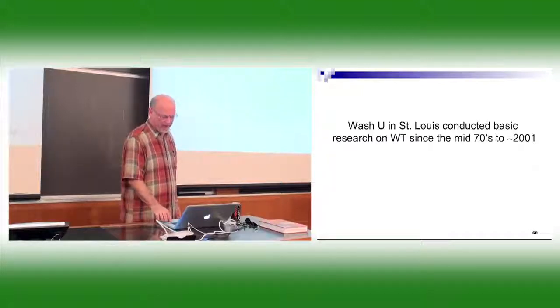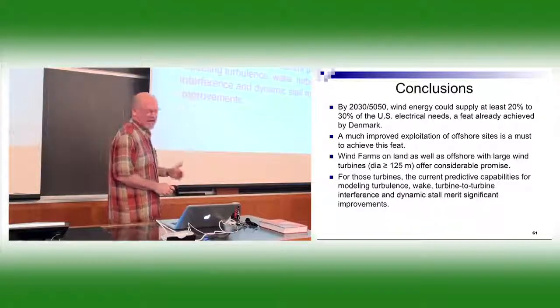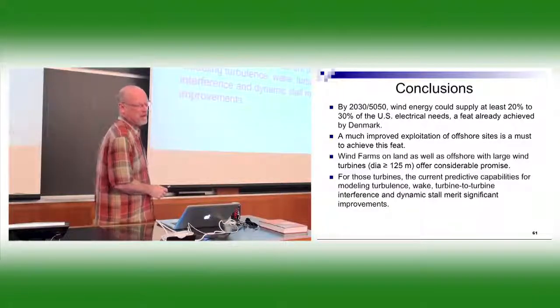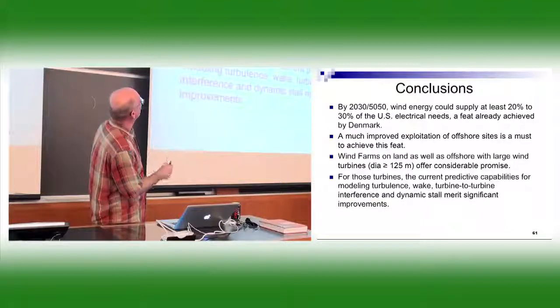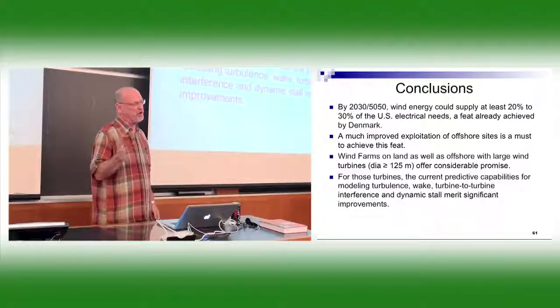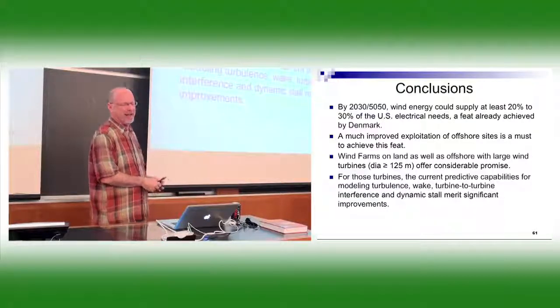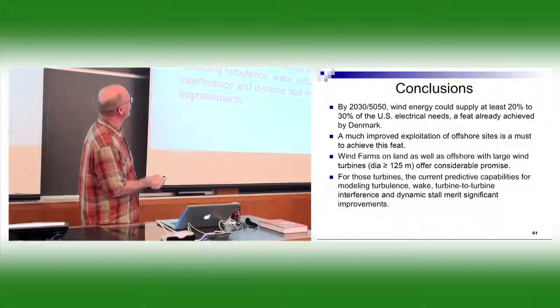I told you back in the 1970s, ending in 2001. And we're involved not with our own wind turbine, but with the Mesa Lands Community College, getting data from them. So by 2030 to 2050, we could get 20% to 30% of our power. We have not done much offshore. They tried to get some offshore stuff in Massachusetts. There was a lot of public outcry against it because of the visual effect of that.